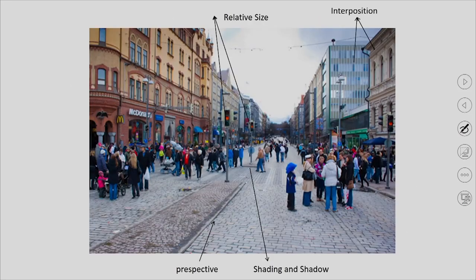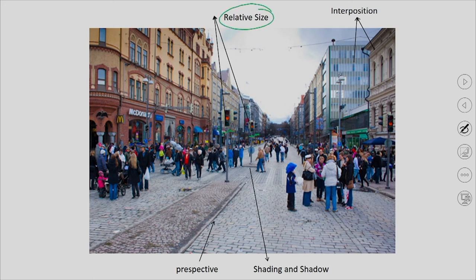So, if this is a visual image that we have, you can see the four or five cues that we have defined. First, relative size: two lampposts, one here and one here. They are the same size, but this one appears to be going inside, and this is called relative size. That tells you depth. This image actually tells you depth, right?